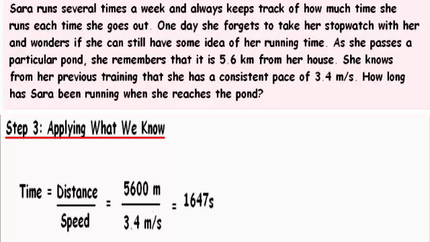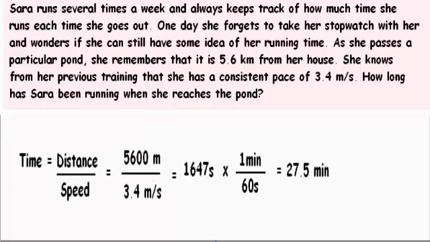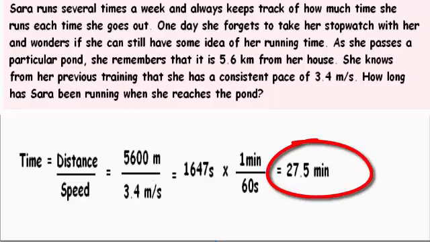1,647 seconds. And depending on whether the unit you're looking for is seconds or minutes, we can convert seconds into minutes by dividing by 60 seconds, because for every 1 minute, there are 60 seconds, and that gives us approximately 27.5 minutes. So Sarah had been running for 27.5 minutes by the time she reached the pond.